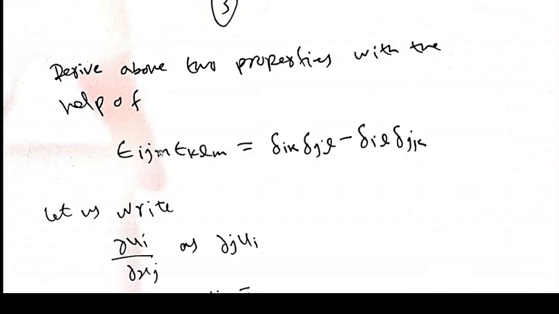So this is an exercise for you. If you have a product of epsilon ijm there, you can see that we have only one index repeated, m is repeating, and i, j, k, l are free indices. So the right hand side will be this. By using this property of the product of permutation symbols, you have to derive the above two properties with the help of this relation. So this is an exercise for you.